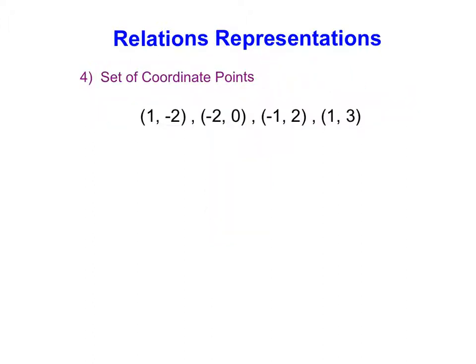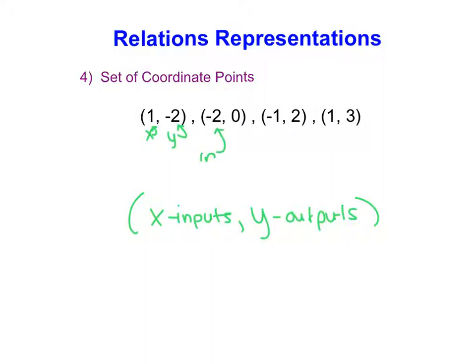The fourth way that we can represent a relation is by utilizing coordinate points. And remember, when we have a point, we have our x, which represents our inputs, comma, our y, which represents our outputs. So in all of these points, it's input of x equals 1 results in an output of y equals -2. Input of -2 results in an output of 0. So coordinate points are another popular way to represent a relation.